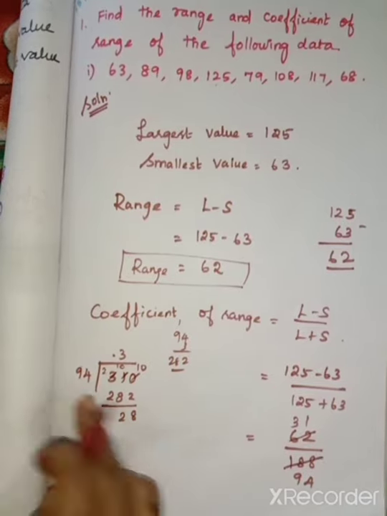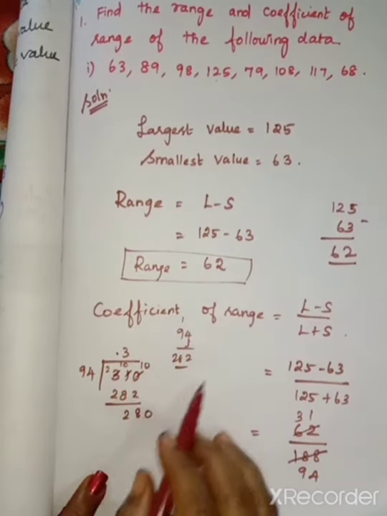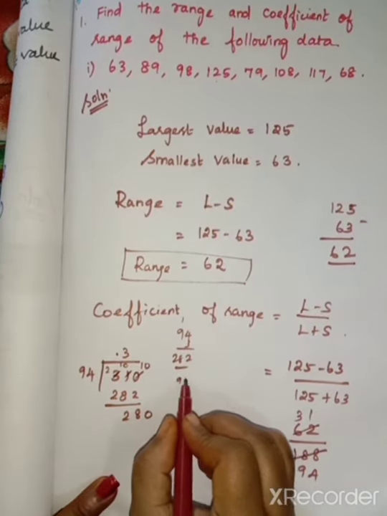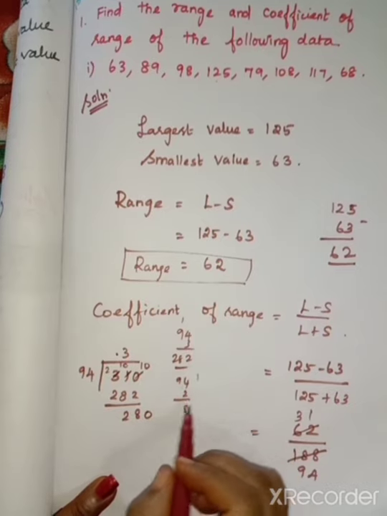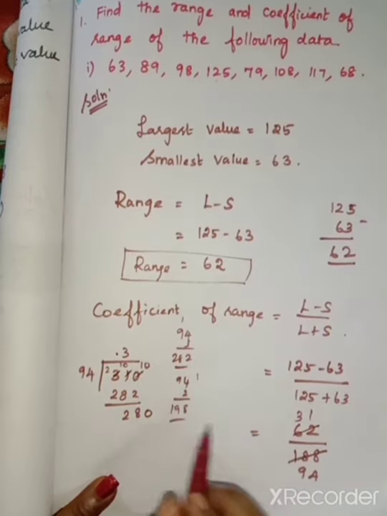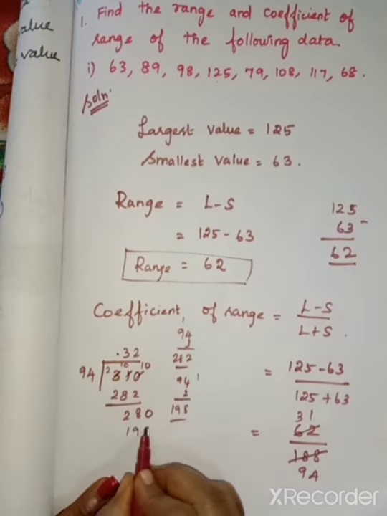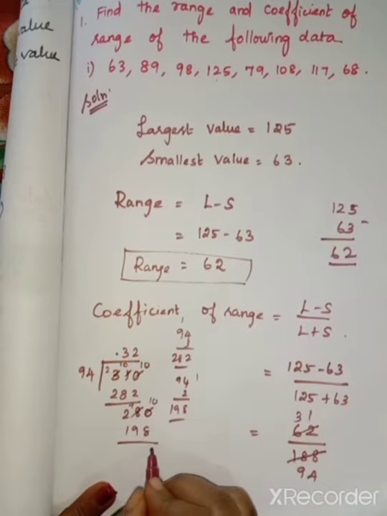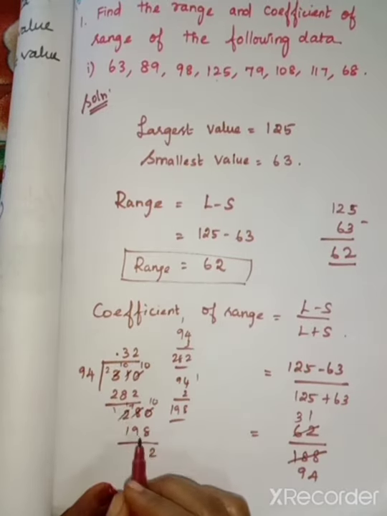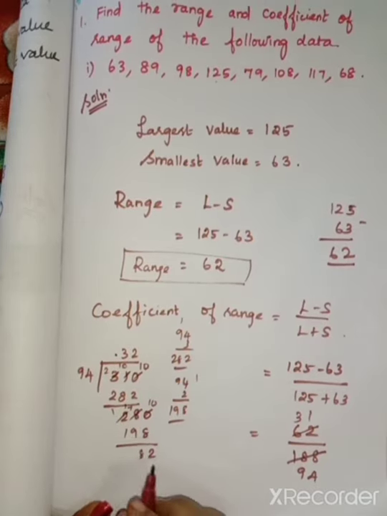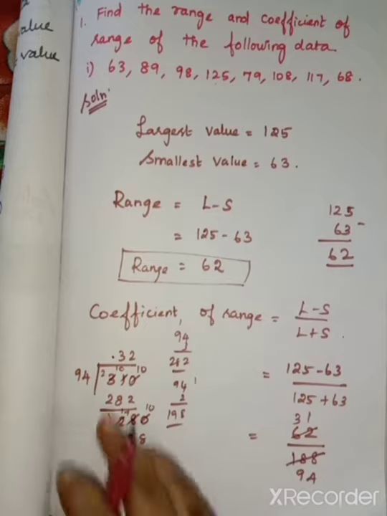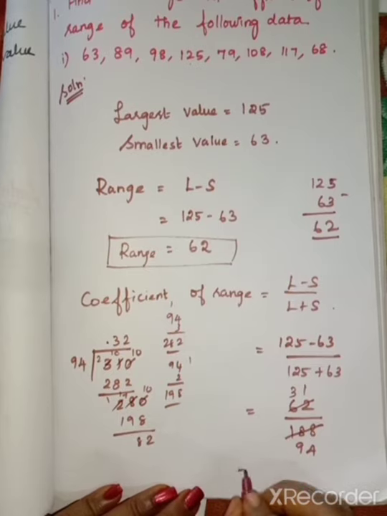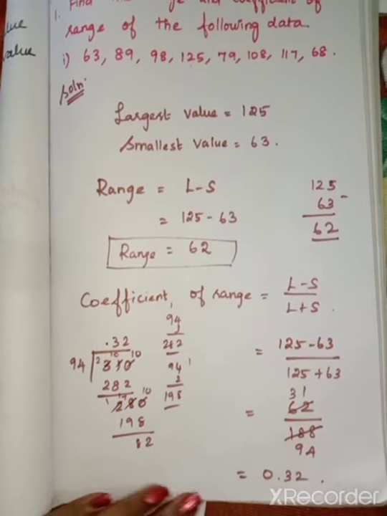28 is not divisible by 94, so again keep 0. Then 282 is the 3 table. Now multiply with 2: 4 2s are 8, remaining 1, 9 2s are 18, 18 plus 1 is 19. So 2. Again subtract: 10 minus 8 is 2, 7 is not possible, so 17 minus 9 gives 8. So 82, it will go on. After the decimal, if we find 2 digits, it's enough. So the value of the coefficient of range is 0.32.